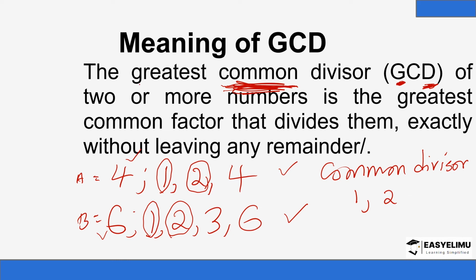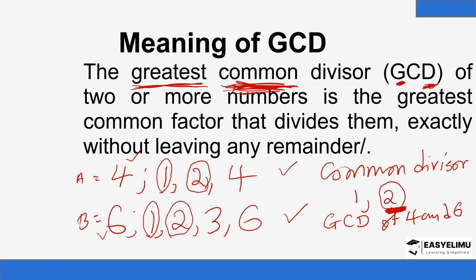But then there is this word here that has been used, greatest. If you list the common divisors, which one is the greatest? Like in this case, the greatest is 2. In this case, we'll talk of greater because there are 2 only. But if there were more than 2, you'd be talking of the greatest. So in this context, 2 here is the greatest of all. And therefore, GCD of 4 and 6.